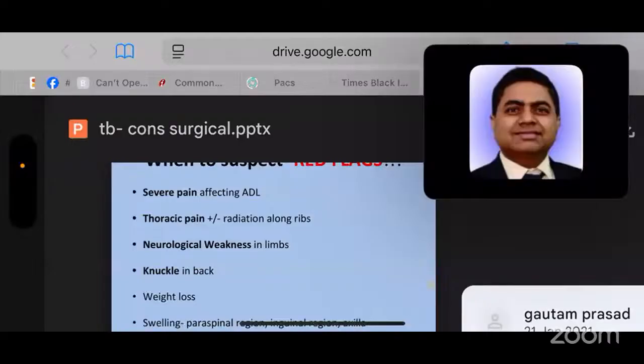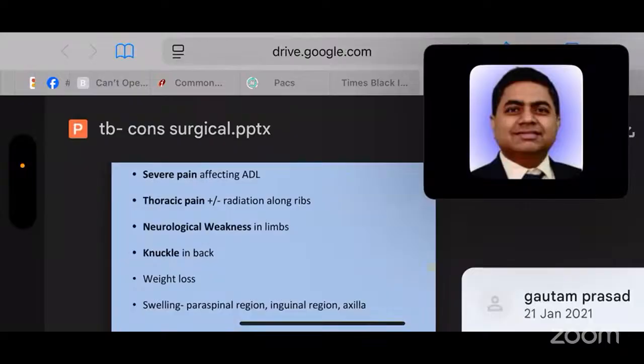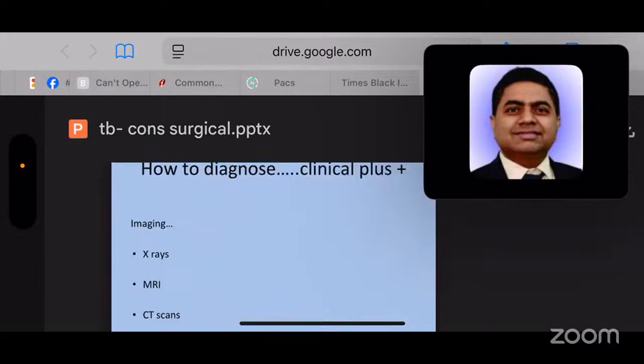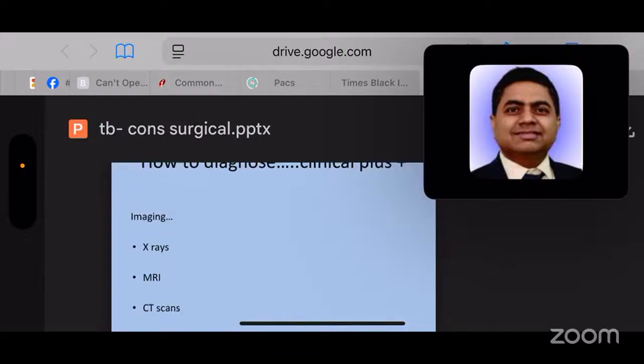Other red flags are neurological weakness, a knuckle in the back, that is deformity, and significant weight loss. Significant weight loss means at least 5 kgs in a span of 1 month. Also swelling, which might be paraspinal, in the inguinal region, or in the axilla. Diagnosis is mainly based on clinical symptoms plus radiological investigation and biopsy. In radiological investigations, the basic things that we need are X-ray, MRI, and at times CT scan.